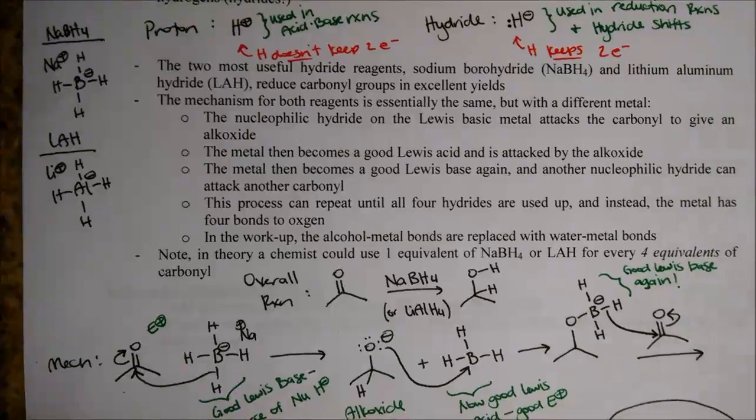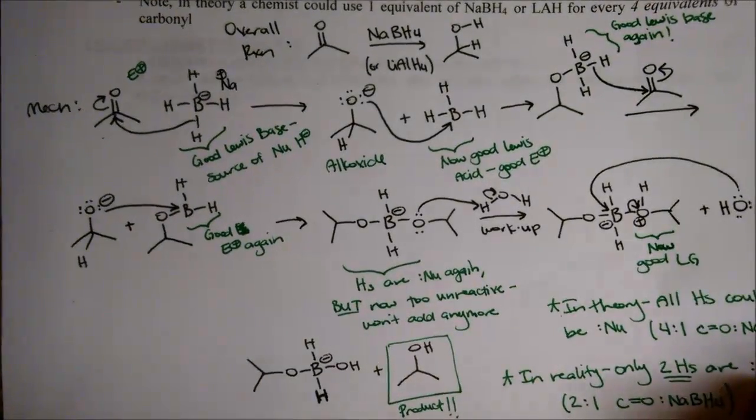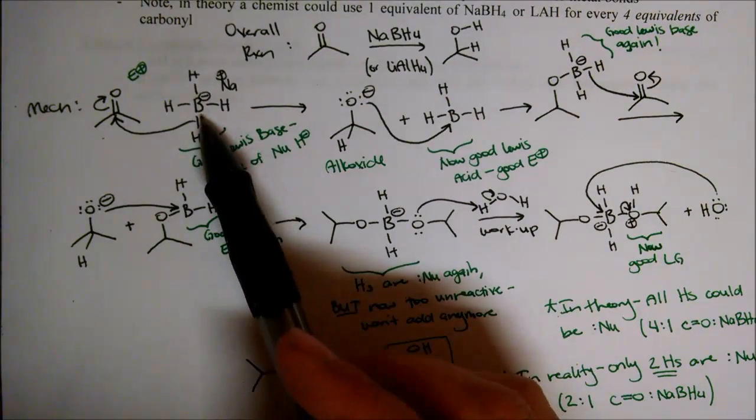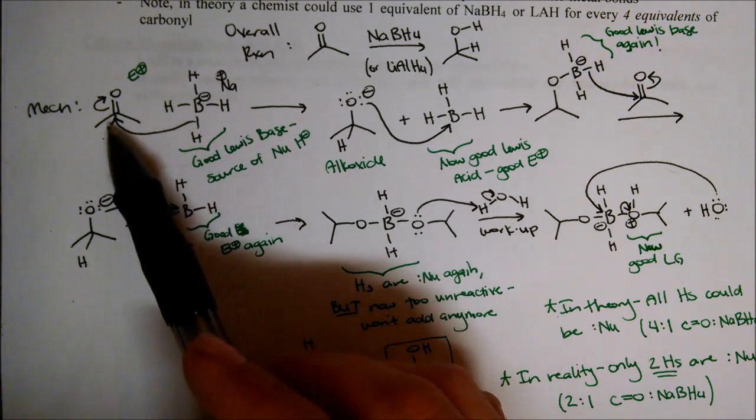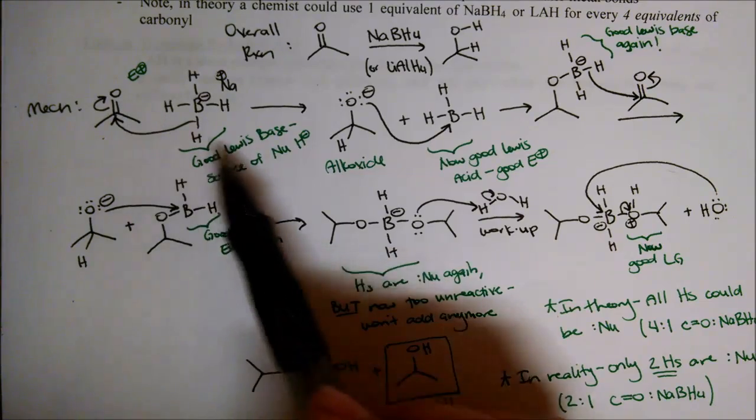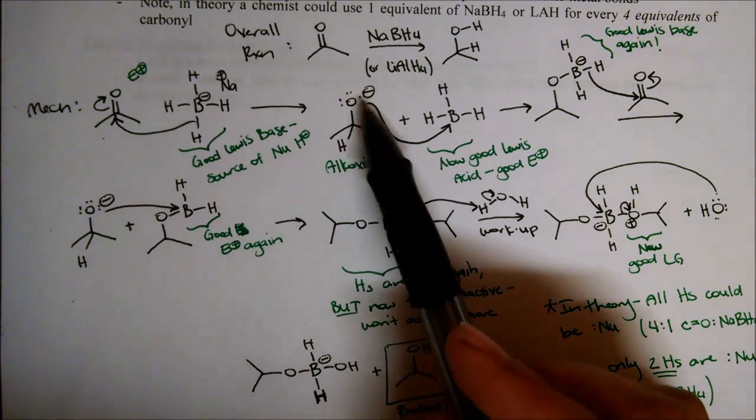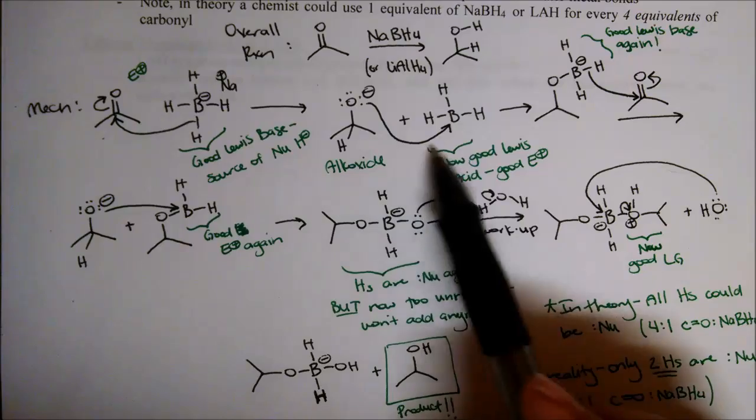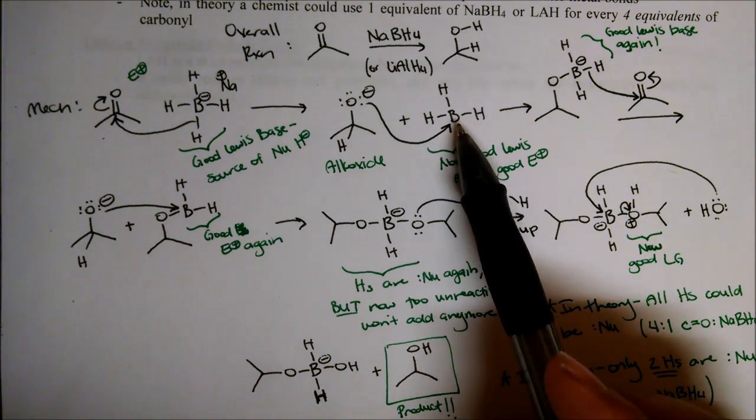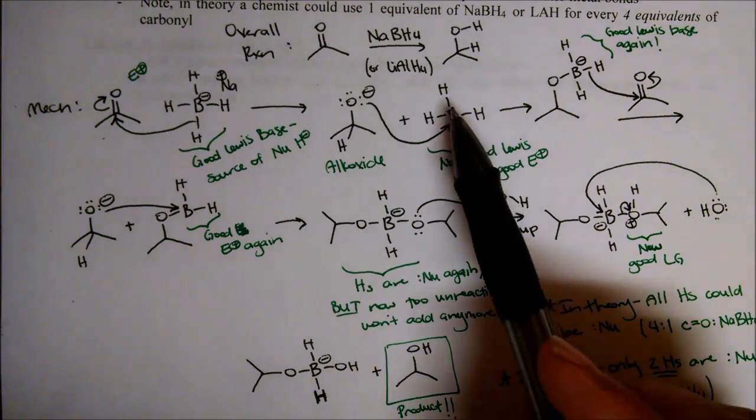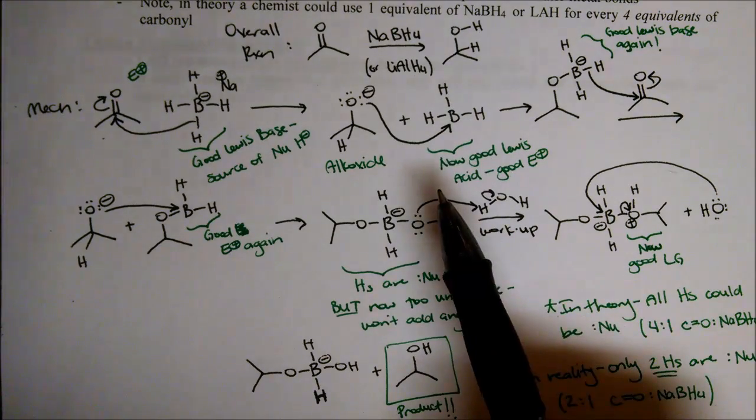And remember, I went through this really long mechanism, right? Where we have a good Lewis base. When the metal has 4 bonds to it, it's a good Lewis base. It wants to give up electrons, so it does so to the carbonyl and kicks up. In doing so, we make this alkoxide, which is a pretty good nucleophile. Meanwhile, our metal is now a good Lewis acid. It's a good electrophile because it's only got 3 bonds. Remember I said it's never happy.